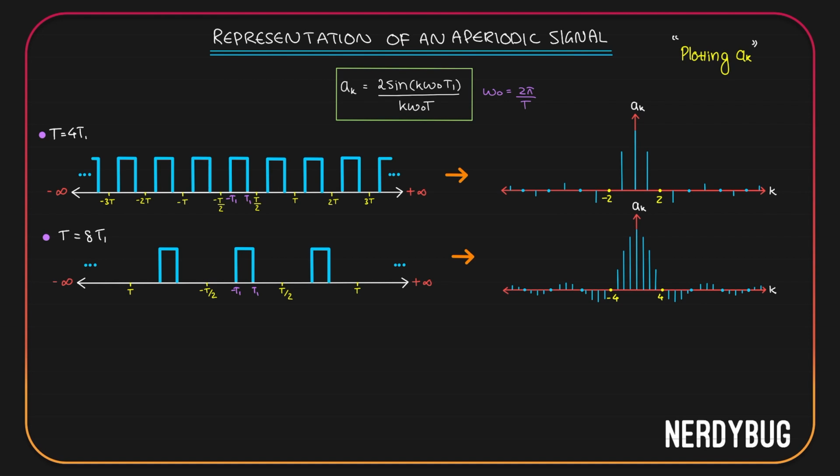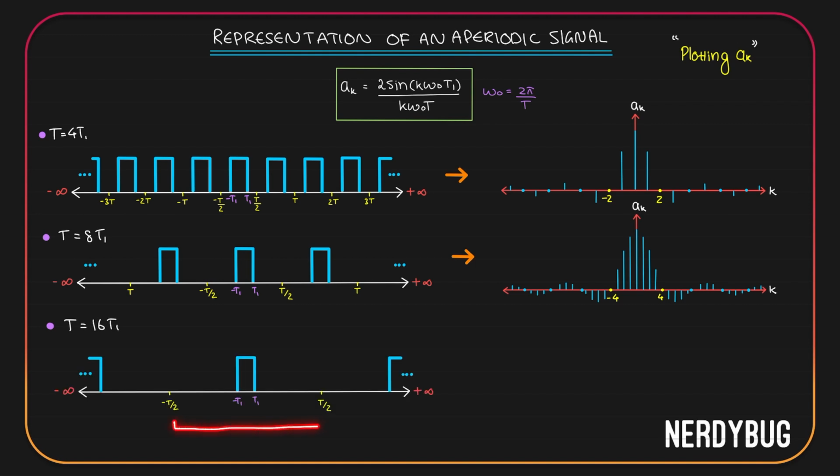Now let us recreate the signal again. But this time T is equal to 16 T1. What is going to happen is the pulses in the signal will go farther away from each other and the graph will look like this. From minus T by 2 to T by 2, we can include 16 T1s. So time period has increased again, which means fundamental frequency has decreased. We should get more coefficients in the plot. So the plot of Fourier series coefficients will look like this. These 2 points are now 8 and minus 8.